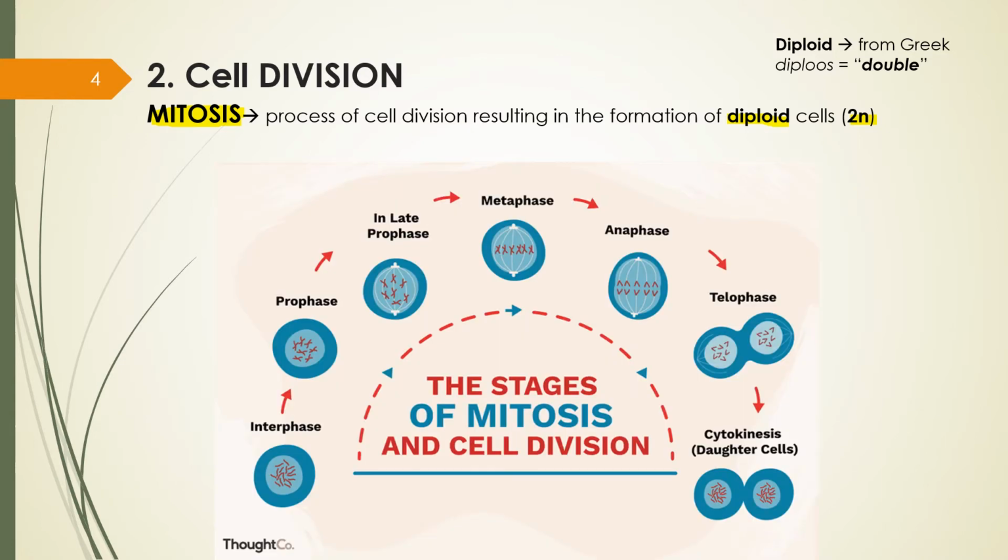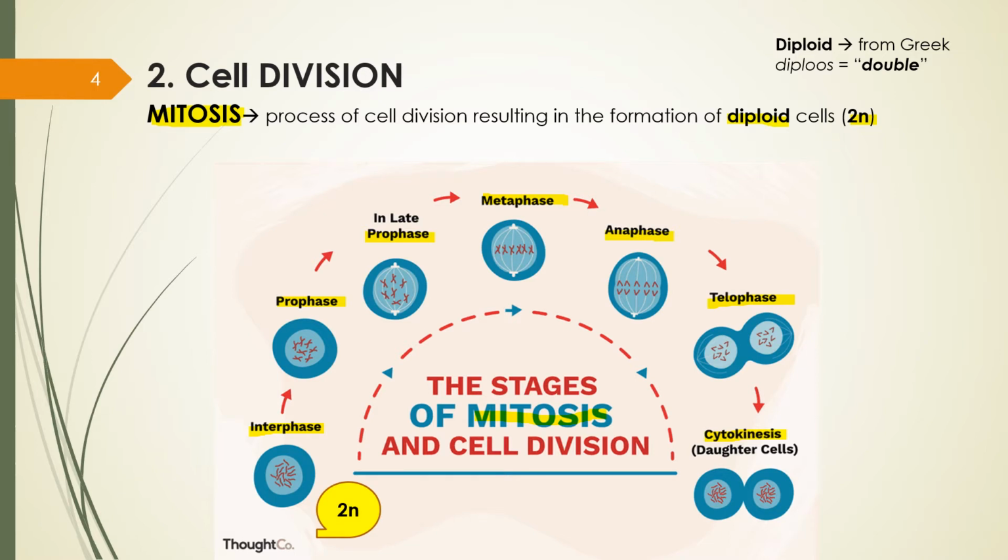Here is an overview, but I'm going to explore each of these phases separately. So interphase is the phase of preparation, after which we start the mitosis itself, and we have different phases: the prophase, the later prophase or prometaphase, metaphase, anaphase, telophase, and cytokinesis. I'm going to talk about each of them. And here you can see the chromosomes illustrated.